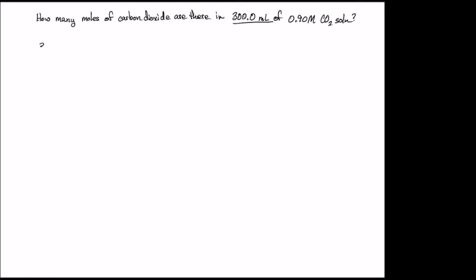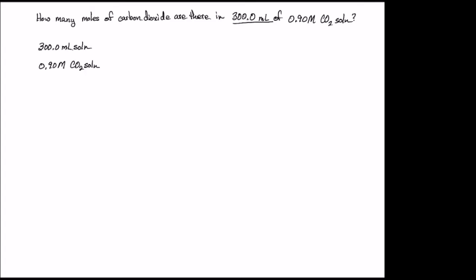How many moles of carbon dioxide are there in 300.0 milliliters of 0.90 molar CO2 solution? First things first, let's figure out what we've been given. We have 300.0 milliliters of solution. That is 0.90 molar in carbon dioxide.